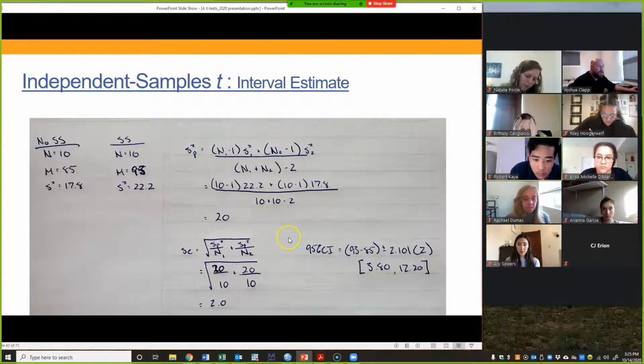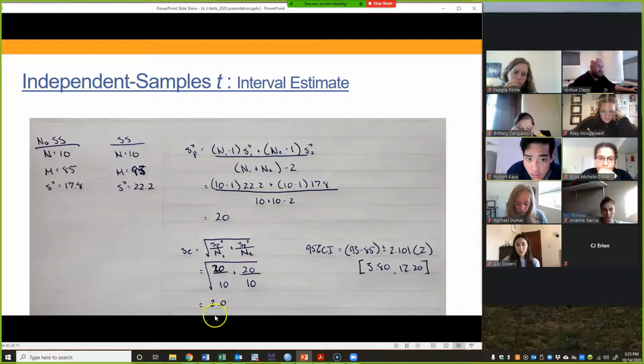Okay, so we've got a pooled variance estimate. And what I want to do now, if you want to calculate a confidence interval, is get an estimate of my standard error. My formula for standard error is the square root of my pooled variance over sample 1 plus my pooled variance over sample 2. That's easy enough to plug in. My pooled variance is 20. So I've got 20 divided by 10 plus 20 divided by 10, which gives me 4. Square root of 4 is 2. So for this contrived sample, my standard error is 2.